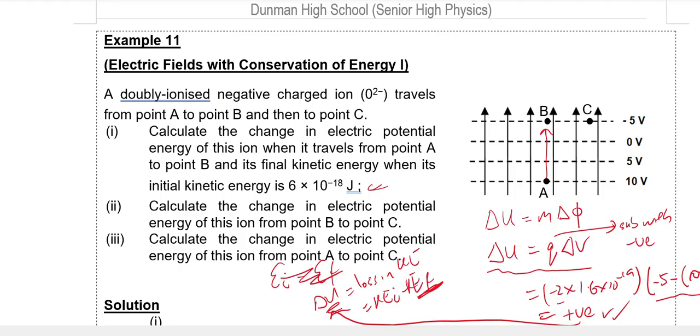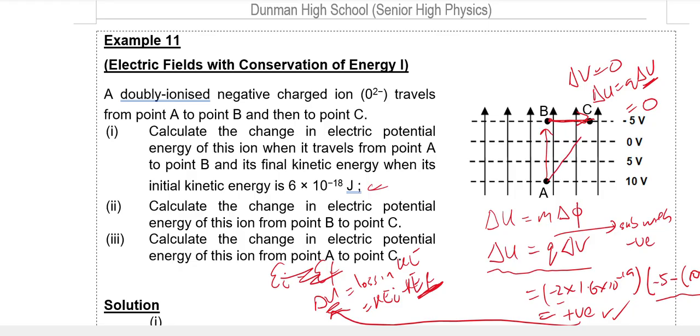Okay, what's the change in electric potential energy of this ion from B to C? Right, the change in electric potential energy of this ion from B to C is 0 because in this case delta V is 0, right? I go from minus 5 volt to minus 5 volt. This is an equipotential line. So delta U equals Q times delta V, but delta V is 0, so this must be 0 as well. What's the change in potential energy of this ion from point A to C, right?